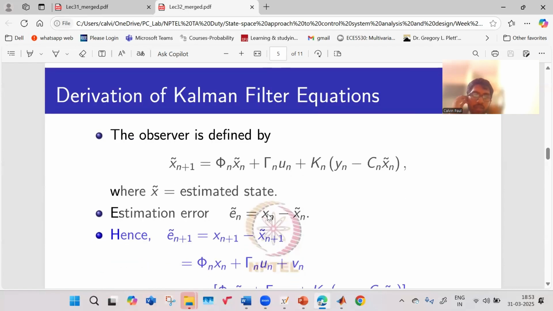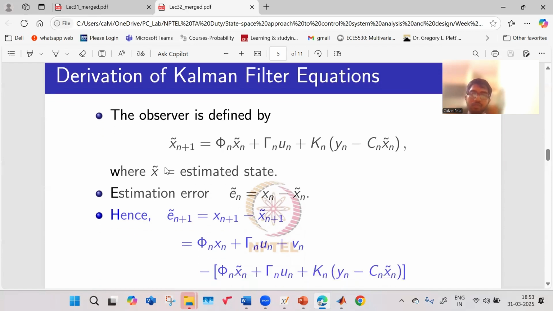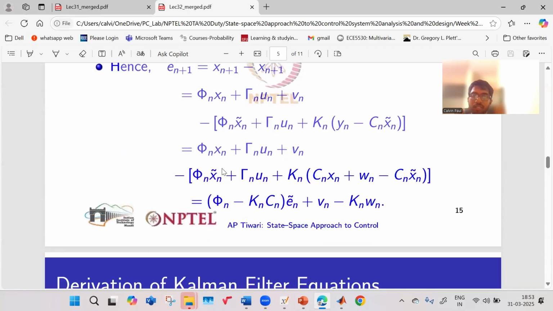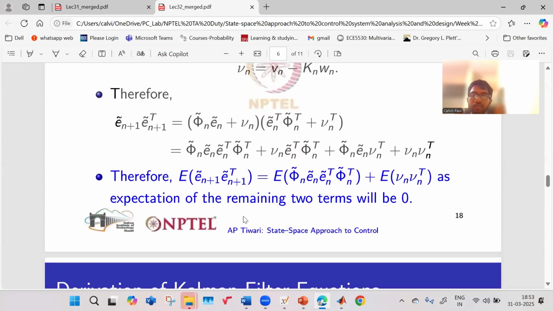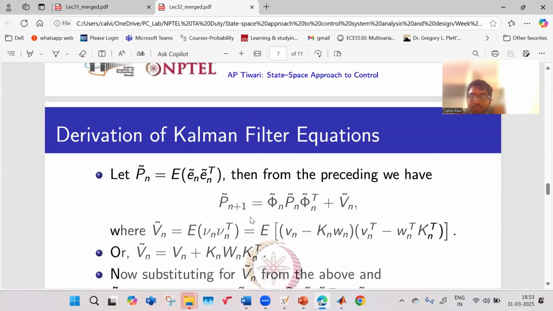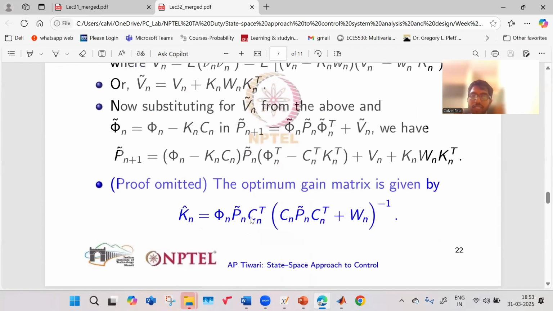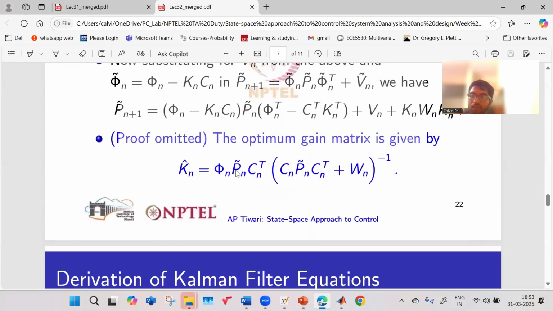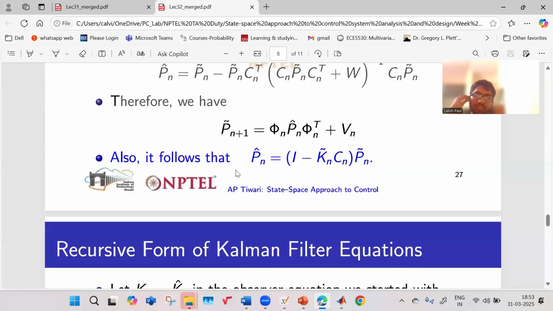Okay. They're saying an observer is defined by this: x hat n plus 1 equals phi n x hat n plus gamma n u n plus K n into y n minus C n x hat n. So x hat n is the estimated state. This is the actual state, and that one is the estimated state. And they are doing certain derivations: expectation, variance, covariance, and the optimum gain matrix they found, and various other things they have done.